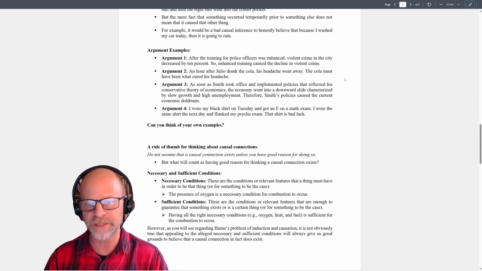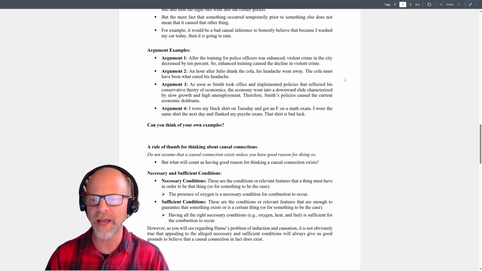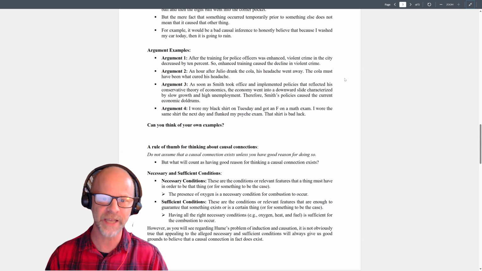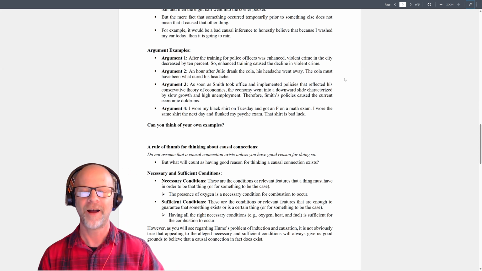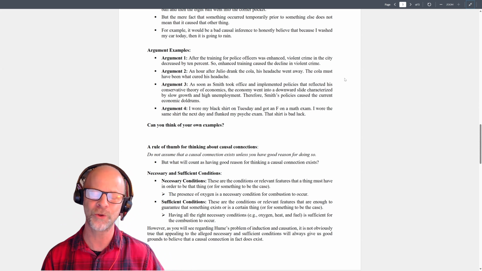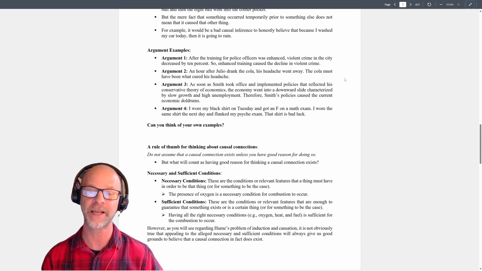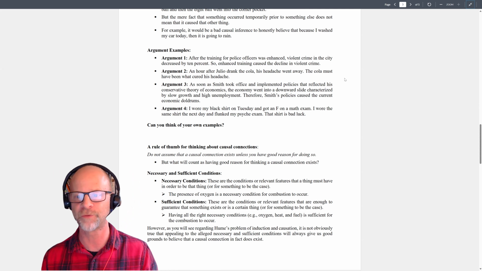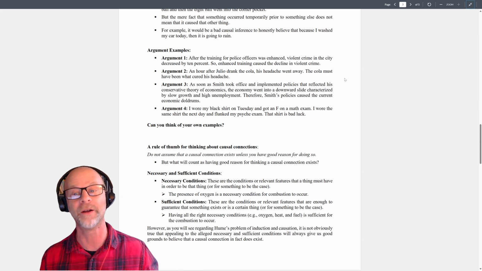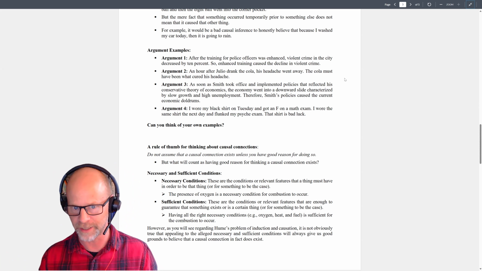So argument four says, I wore my black shirt on Tuesday and I got an F on the math exam. I wore the same shirt the next day and flunked my psych exam. That shirt's bad luck. Well, the mere fact that you wore the shirt before this other thing happened doesn't mean that's the thing that caused it to happen. A much better explanation for why you got an F on the math exam is because you didn't study for it or something else. Ditto for the psych exam.